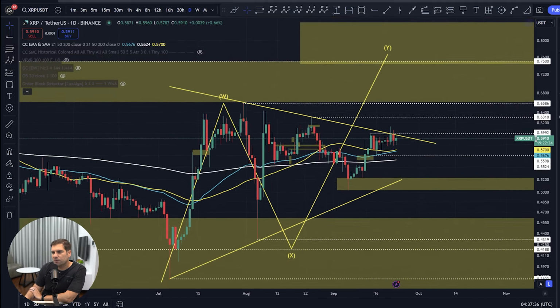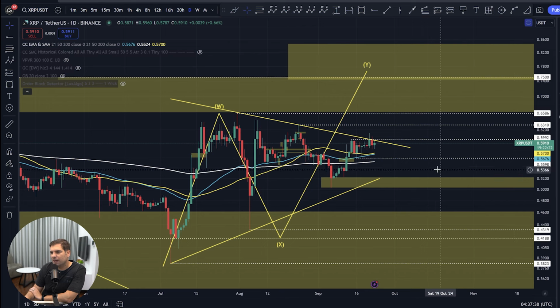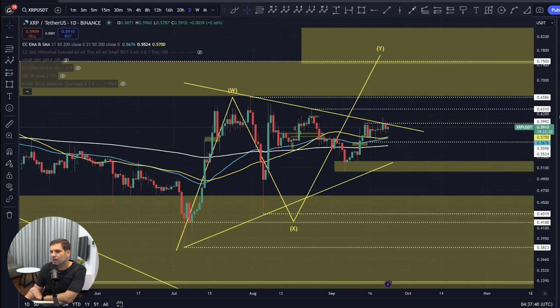So all in all, a lot has been up in the air, and a lot is to play for when it comes to XRP's price action. Some huge opportunities in the coming days and weeks, in my opinion.